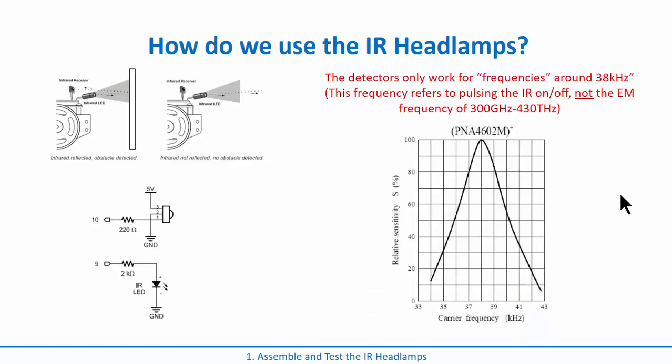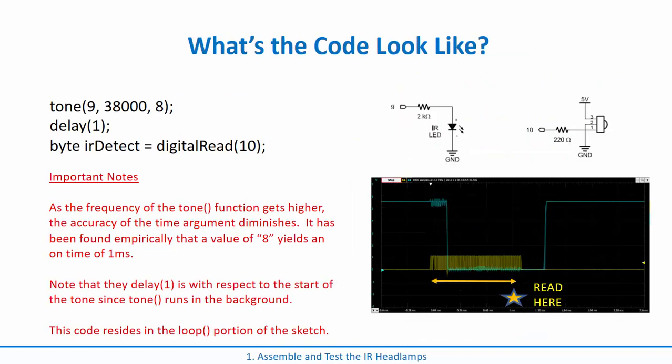Okay, so that's how it works. And let's see. You say, how do you do this code? Well, it's crazy simple, because we can actually use the tone function. So if you think about turning on this tone, all we do is use tone pin 9, 38,000 hertz, 38 kilohertz. Except for one little weird thing.